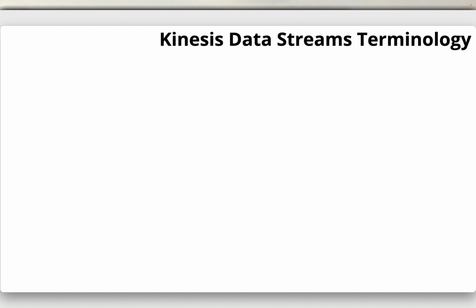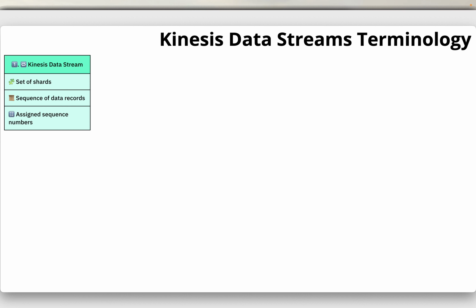So now I'll cover all the terminology associated with data streams. First, a Kinesis data stream is a set of shards. Each shard has a sequence of data records. Each data record has a sequence number that is assigned by the Kinesis data stream.